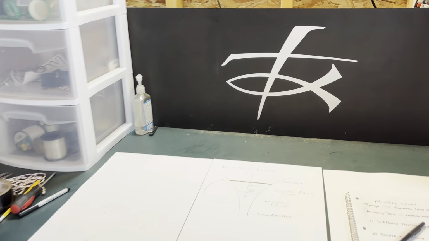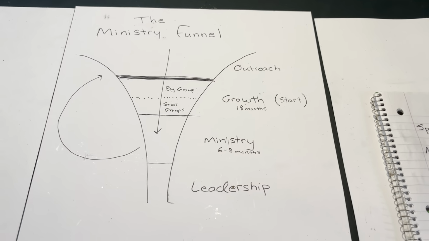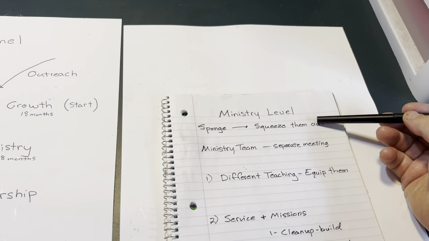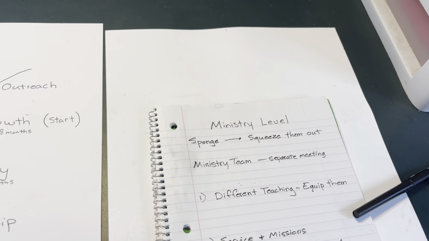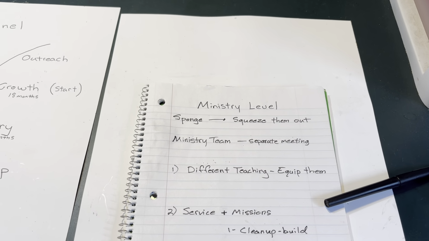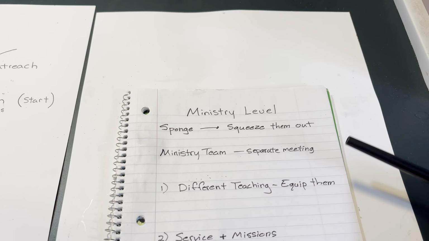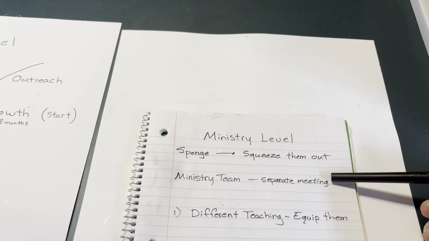So let's swing back over to the table and let's define and go through what is ministry level programming. So here's the deal. We talked about our illustration about the sponge. Kids need to be squeezed out. Okay, so what exactly is ministry team? Okay, here's the thing. I can't do the teaching that these kids need in my regular youth group meeting, and this is probably a separate thing you're going to do.